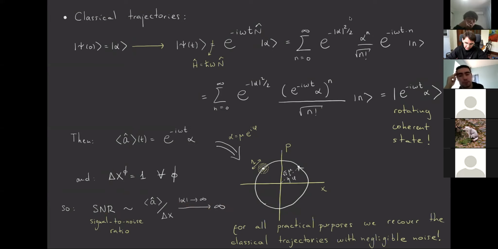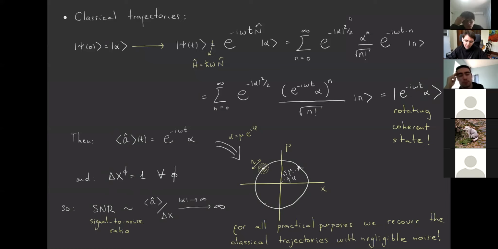So this means that for all practical purposes, we recover the classical trajectories with negligible noise, because at some point this quantum noise, delta X, will be smaller than the noise that we have in the experiment, because laboratories have some noise, they are not perfect, right?